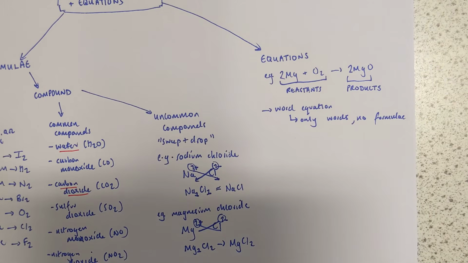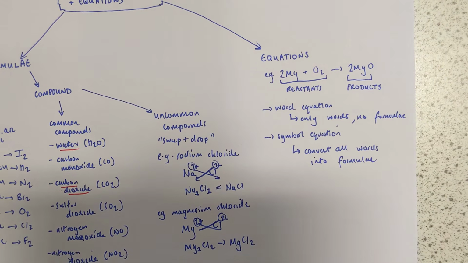The other type of equation you might have to look at is a symbol equation. And in a symbol equation, you would take a word equation and convert all of those words into actual formulae, which is what we've looked at in the first part of the video. A key thing about symbol equations is that they must be balanced. In other words, you must have the same number of each element on each side of the arrow.